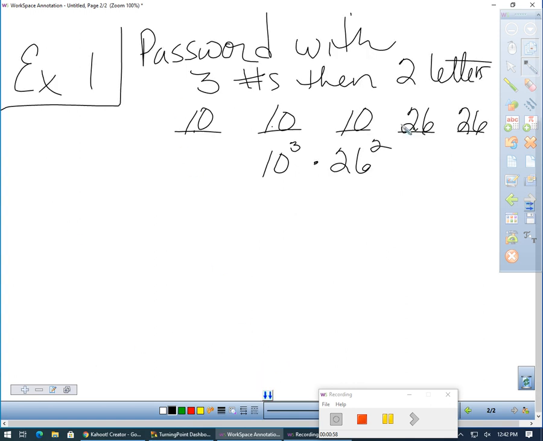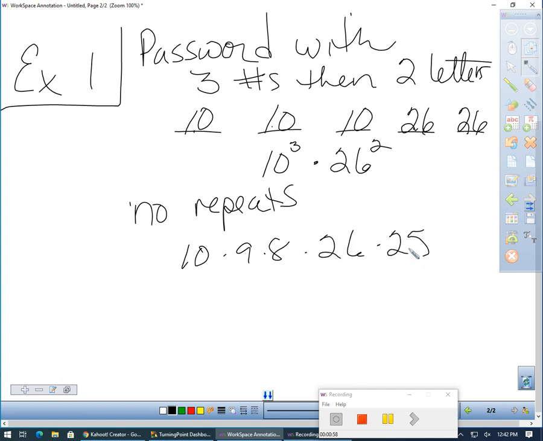But what if we were to change that and say with no repeats? Then how does it change what we're putting in there? Go ahead, Tyler. You go 10, 9, 8, then 26 times 25. Good, yes, exactly. It would change that up. And so when you're counting down like that, what exactly is that? Factorial. Good.